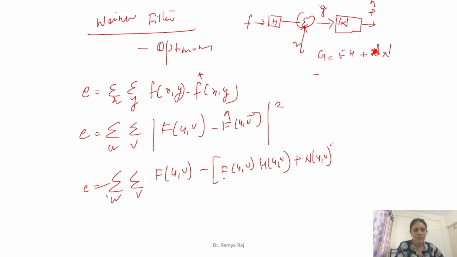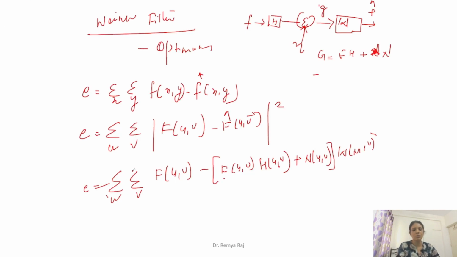This I'm going to multiply with W of u comma v. So this is the equation, and I'm getting it from the block diagram only. f of u comma v is the input image. So how can I get f cap of u comma v? It is the degraded image multiplied by the Wiener filter. I hope you understood this.